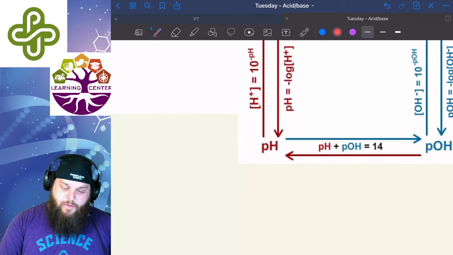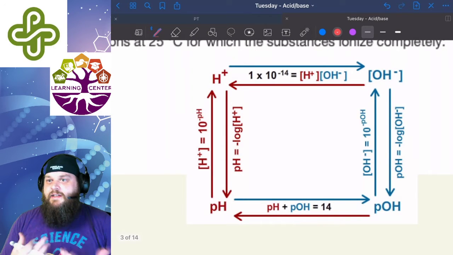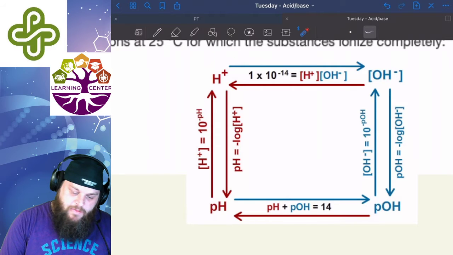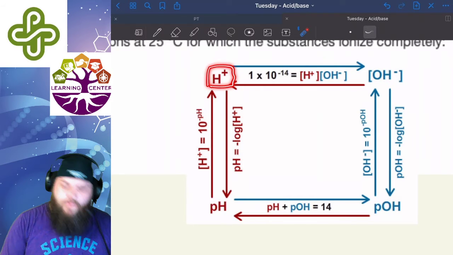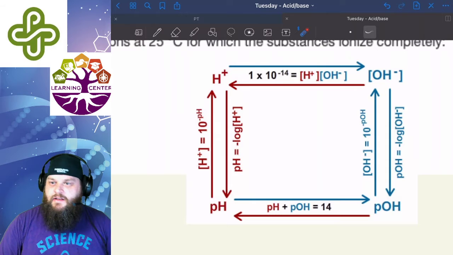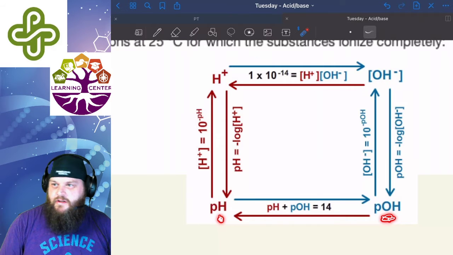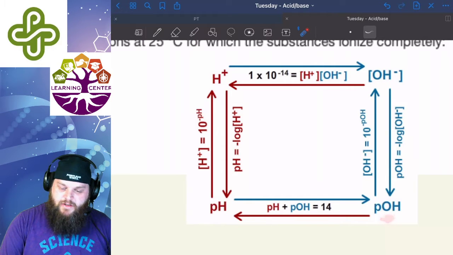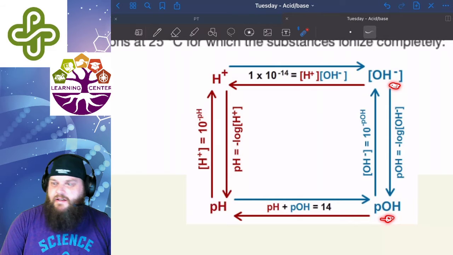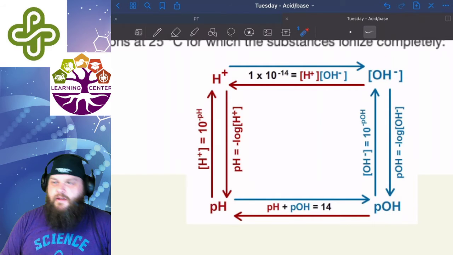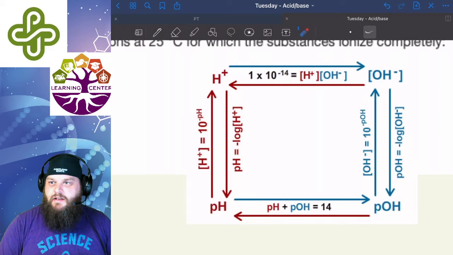And one thing I like to point out here at this point is this nice pH cube or square. So this has a relationship between the concentration of hydrogen ions and the pH, as well as the relationship between the pH and the pOH, and the relationship between the pOH and the OH minus, the hydroxide concentration, as well as the hydroxide concentration and the hydrogen ion concentration.